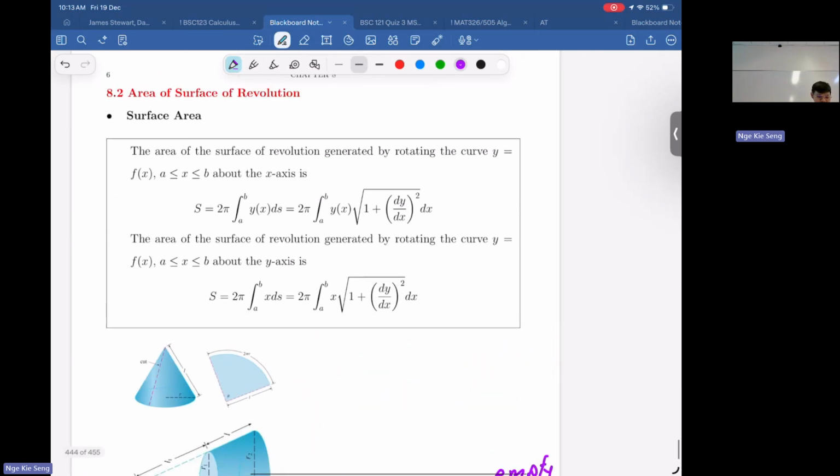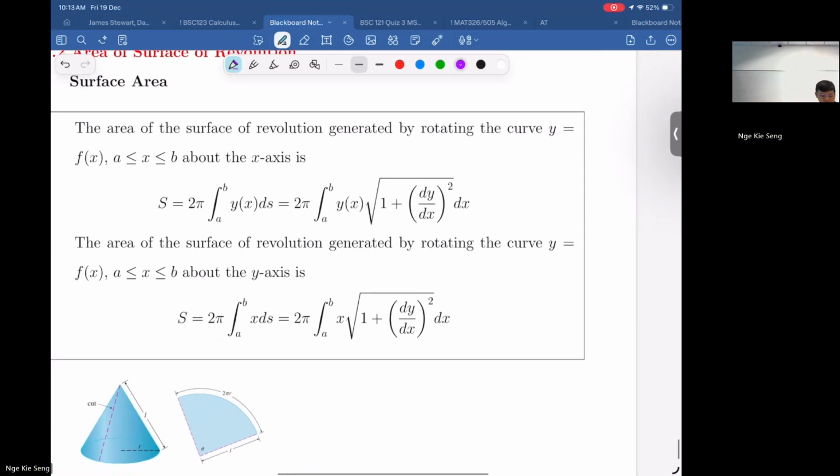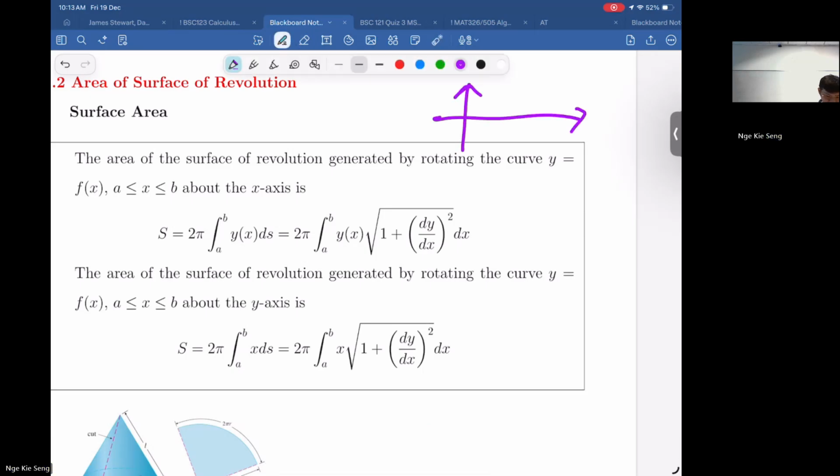So what's the formula then? The formula is 2 pi times, so let's look at this direction first. So we revolve around here, the x-axis. So this formula will be 2 pi of y(x). So this y(x) here will become your radius. And then multiply by this part here, square root of 1 plus (dy/dx) squared.